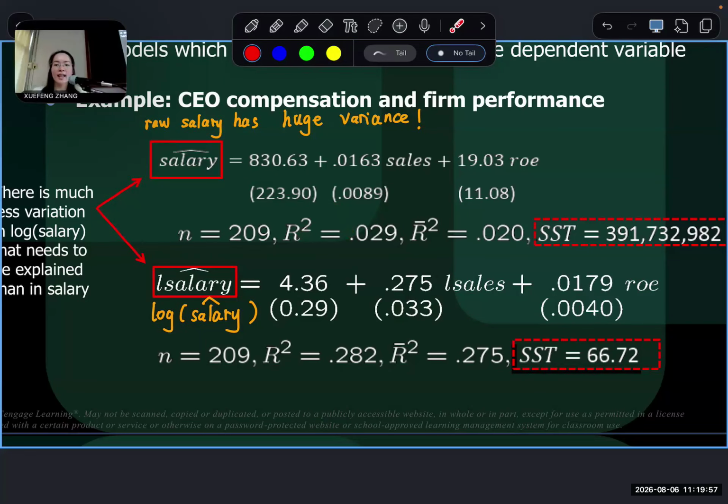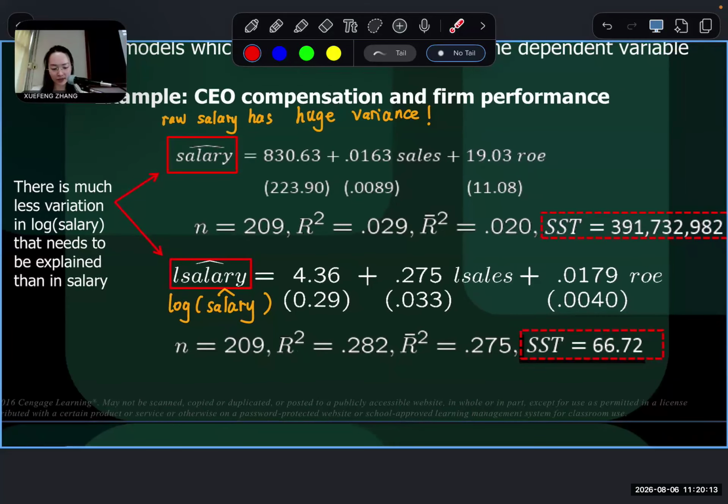It's like comparing the percentage of a mountain climbed to the percentage of a hill climbed. You just compare a hill to a mountain. The same word, but different scale, because log salary, of course, has less variance.